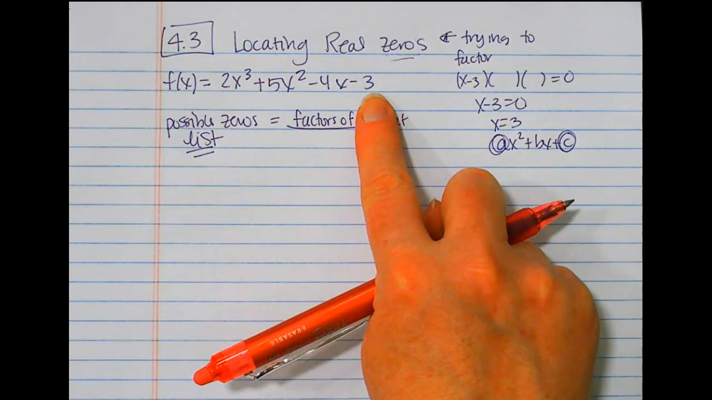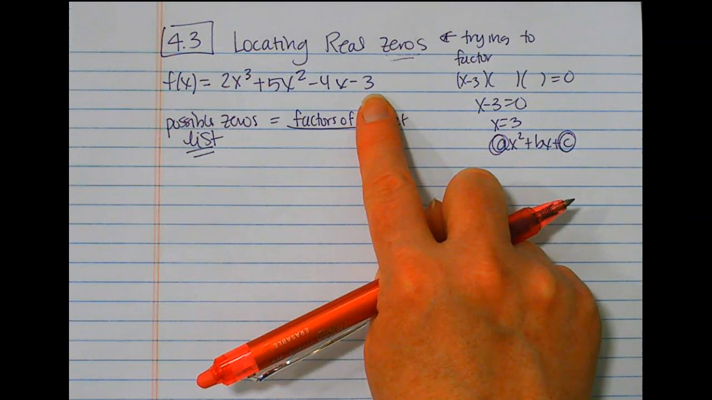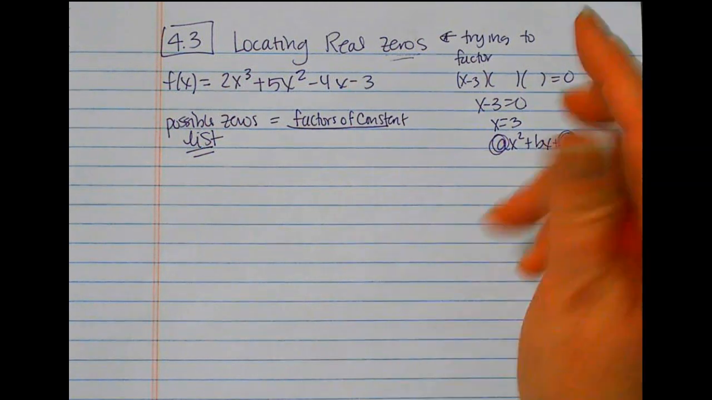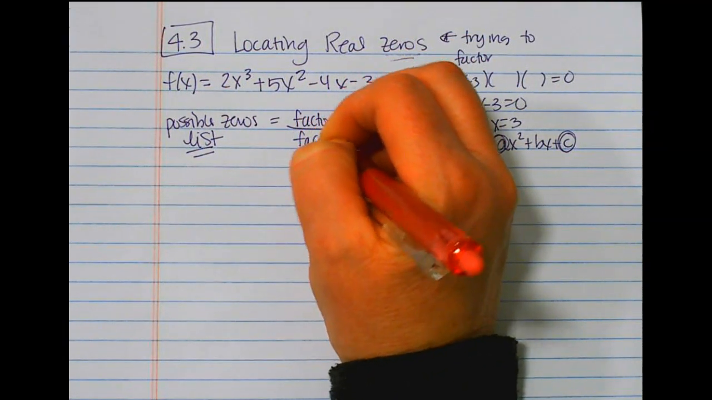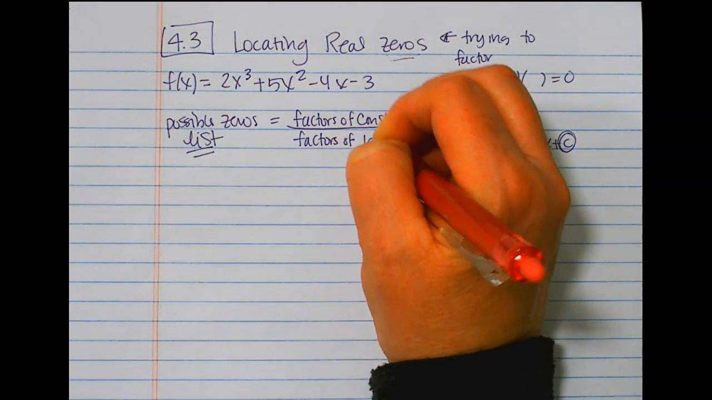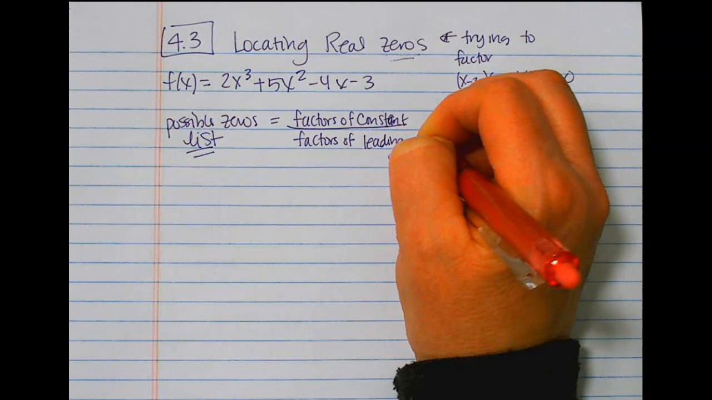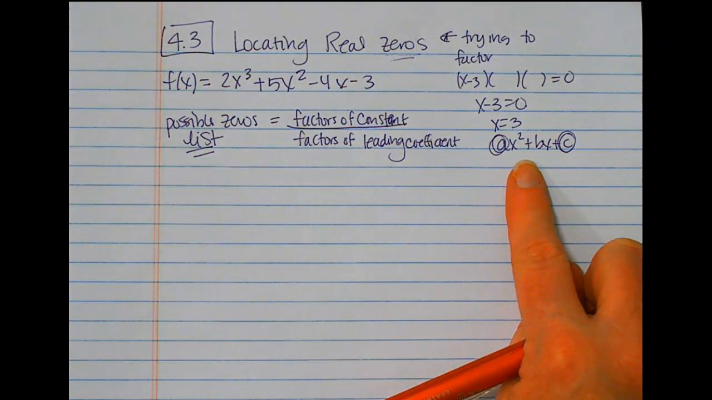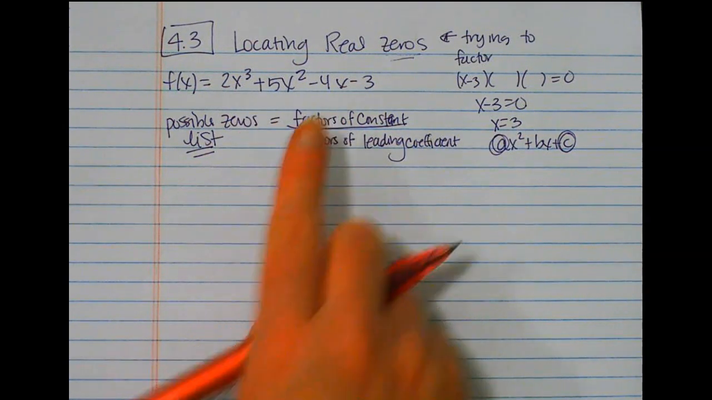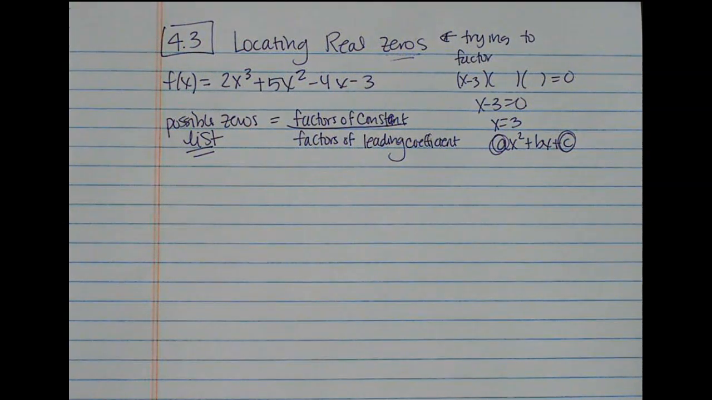So -3 is the constant in this case. -3 does not have an x, so it's not a variable. It doesn't have a variable. It's always the same, so it's constant. And then we're also going to consider the factors of the leading coefficient. We would have done this if we factored a simple quadratic, but this is a more complicated version. And we made this list last year in Algebra 2, but we did it really quickly, and we moved on. So let's revisit that idea.